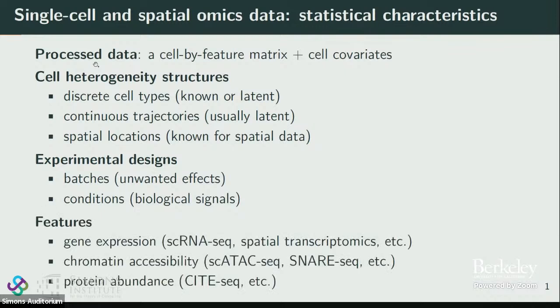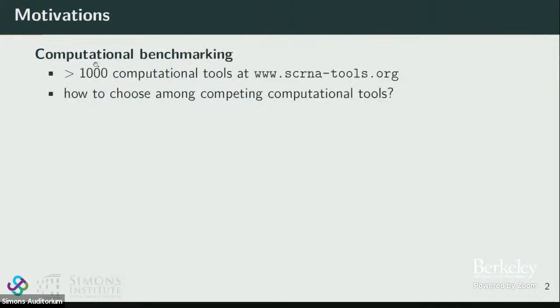And finally, we have multiple features nowadays. The most common one is gene expression. We have this for single-cell RNA-seq data or spatial transcriptomics data. Or we can have the chromatin accessibility in single-cell ATAC-seq data. And SNARE-seq is a technology that can give us both gene expression and chromatin accessibility. And we may also even have protein abundance data. So a rich data resource.